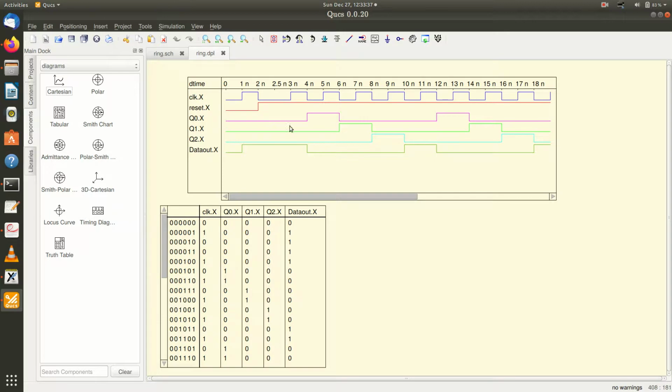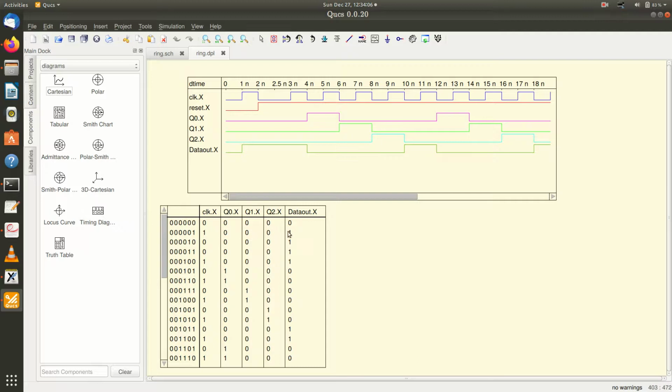Now what happens is the data output is fed back to the input. At the next clock, Q0 becomes a 1, others are 0, it is 1000. At the next clock, this 1 appears at the second position, it becomes 0100. At the next clock it becomes 0010. Then at the next clock it becomes 0001. This is my original pattern again. It starts recounting.